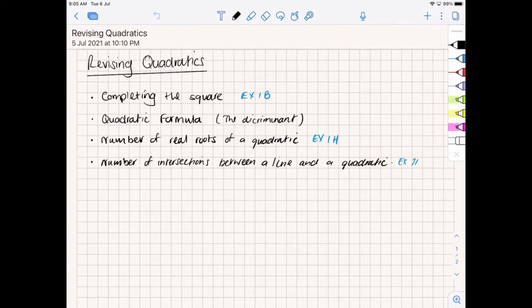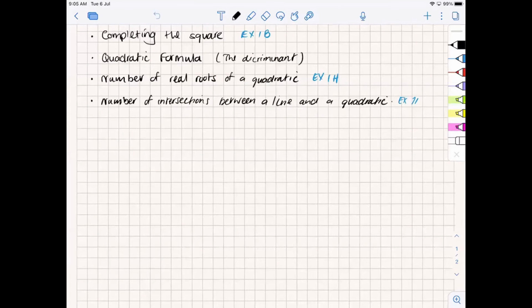Okay, and the same can be said when we're looking at the number of intersections of a line and a quadratic. Okay, we'll move a graph up and down, and we can see what it does. So the first thing we're going to look at is completing the square.